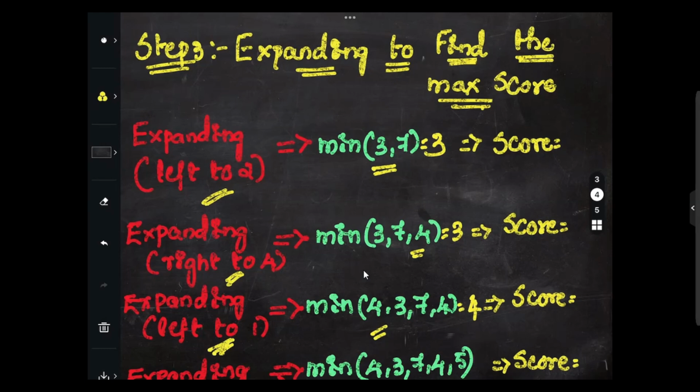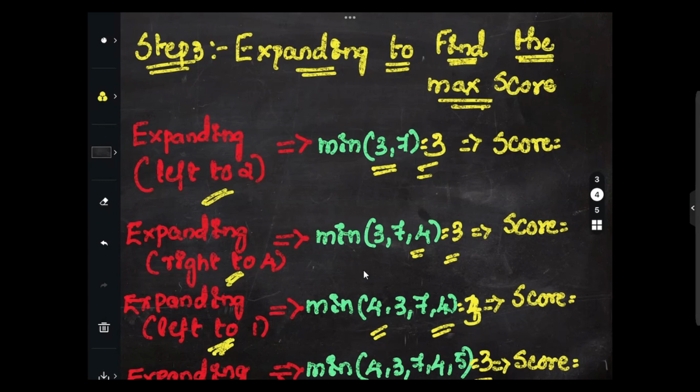In this case we are expanding right to 5. Min of 4 3 7 4, this one minimum will be 3, right? Here, sorry, I got confused. Just give me a second. Yeah, here also min of 4 3 7 4, minimum will be 3. For every one of these we have got the minimum value 3 itself, right?